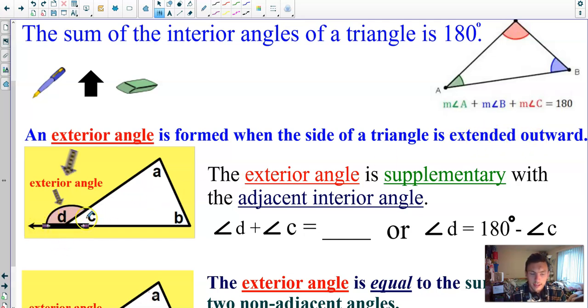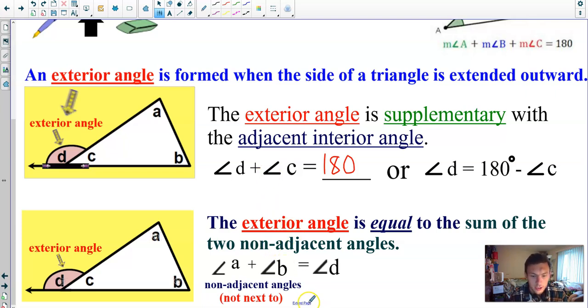And now here, an exterior angle is formed when the side is extended outwards. So you can see right here, angle D is an exterior angle. The exterior angle is supplementary with the adjacent interior angle, meaning, and we just talked about this, that angle D and angle C add up to 180. Make sure you're filling this in your notes. Or, if I wanted to figure out angle D and I knew what angle C was, I can just do 180 minus C. And we'll practice with that in a few slides.